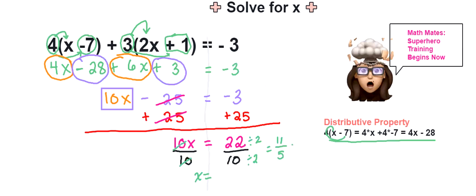Now, how many 5s can fit into 11? We got 5. 5 plus 5 is 10. 10 plus 5 is 15. So only 2 of them. That makes 10. And how many are left to get to 11? 1. So our answer is 2 1/5. What do you guys think about that? It's just following the steps.